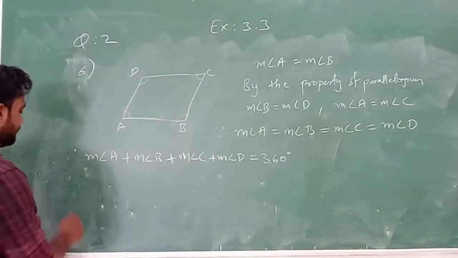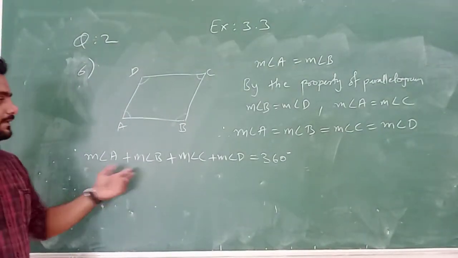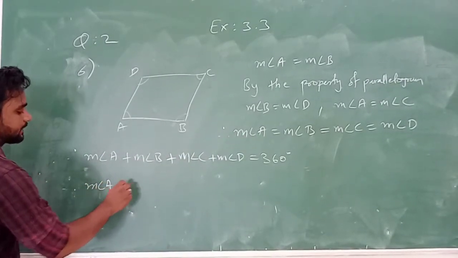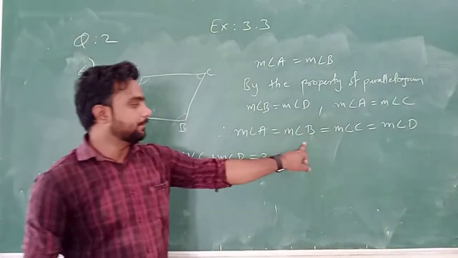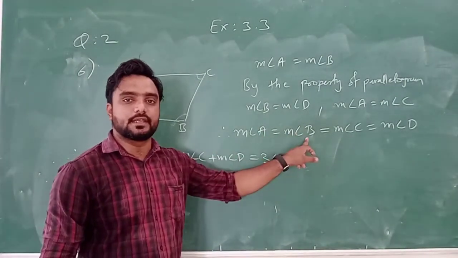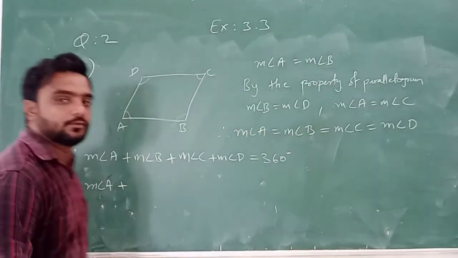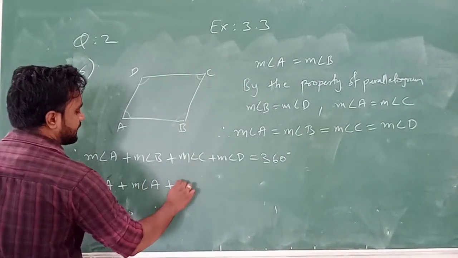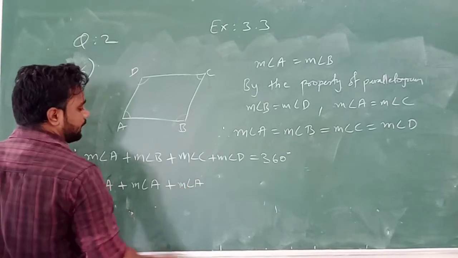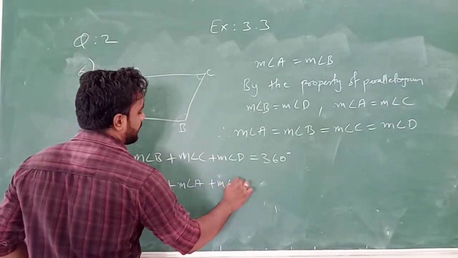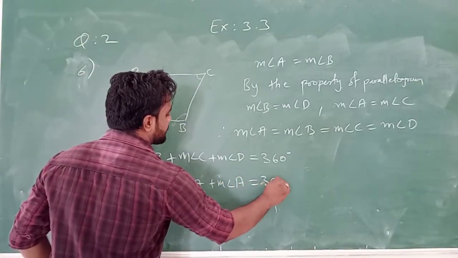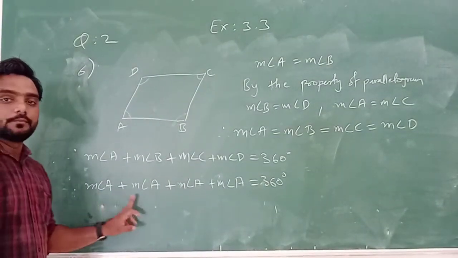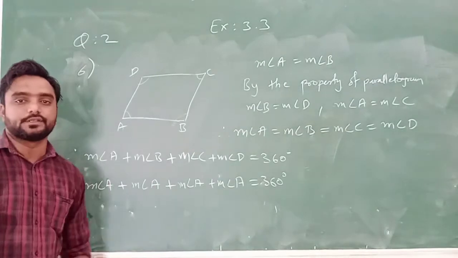Now therefore, just see, measure angle A as it is plus now measure angle B, तो measure angle B is equal to measure angle A, तो measure angle B की जगह पर मैं measure angle A भी लिख सकता हूँ. So measure angle A. In the same way measure angle C की जगह पर भी measure angle A लिख सकता हूँ. In the same way measure angle D की जगह पर भी measure angle A लिख सकता हूँ. That is equal to how much? 360 degree. Now 1 plus 1 plus 1 plus 1, that is equal to how much? 4.